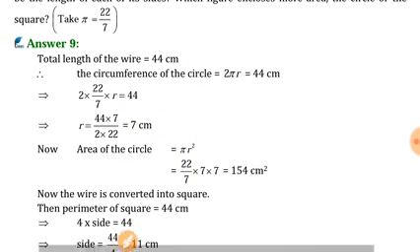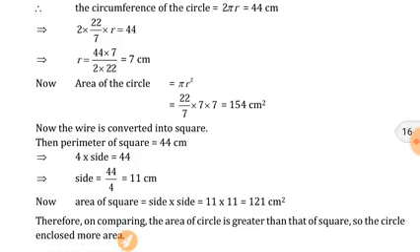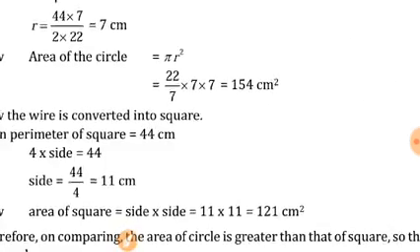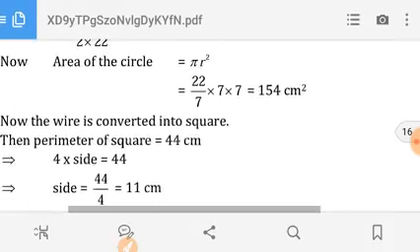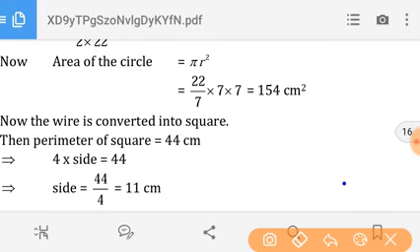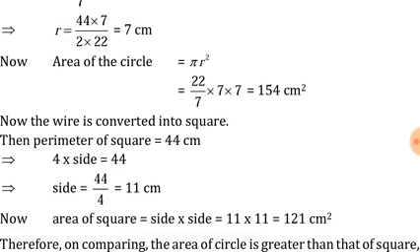The area of the circle is pi r square. If you simplify pi r square, it is 154 centimeter square. Now the wire is converted into a square.